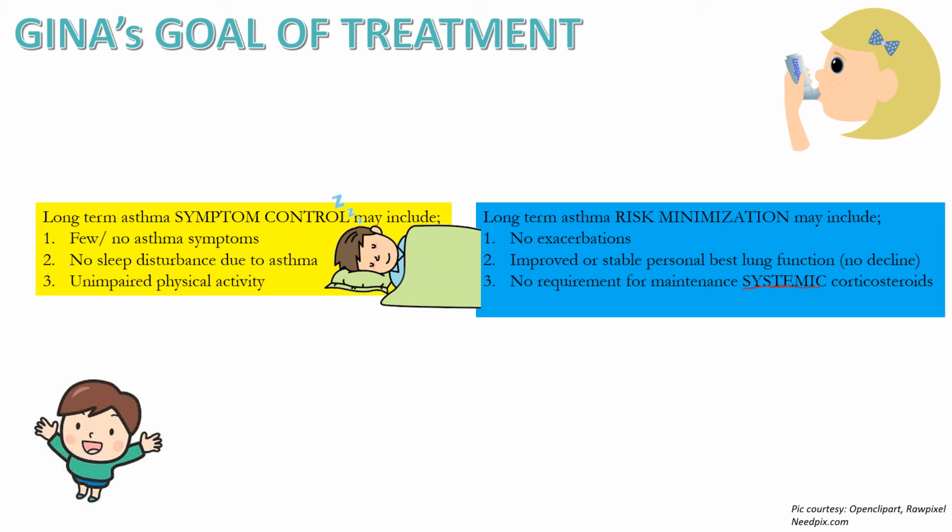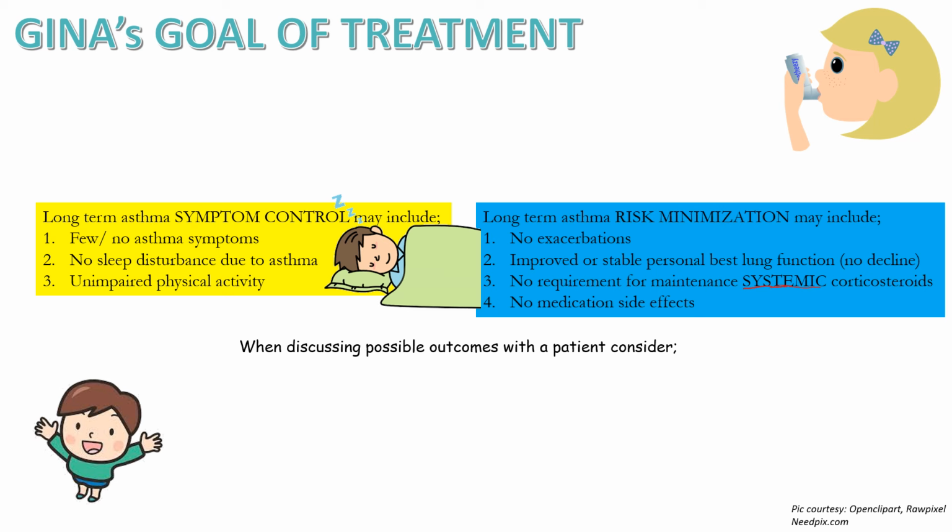And therefore with systemic corticosteroids, previously we used to give prednisolone for 5 days or 7 days during the period of flare up or exacerbation, but now the stress is on decreasing the use of systemic corticosteroids and increasing the use of inhaled corticosteroids. So if there is no requirement for maintenance systemic corticosteroids, this should be our long-term plan for risk minimization, and there should be no side effects of the medications.